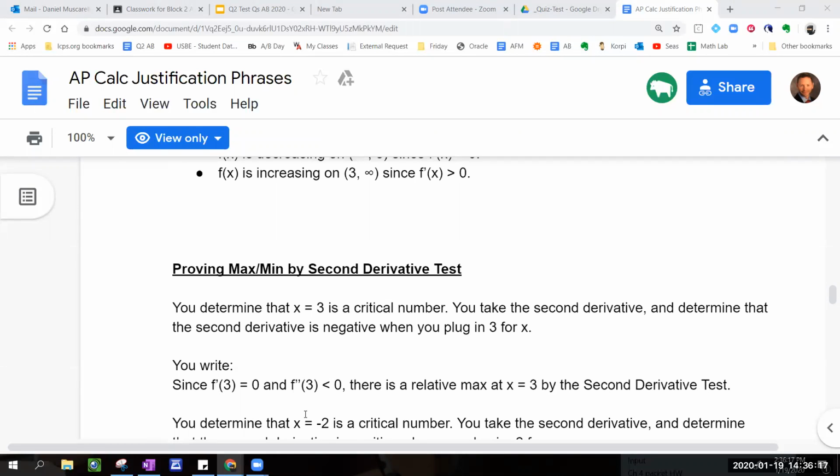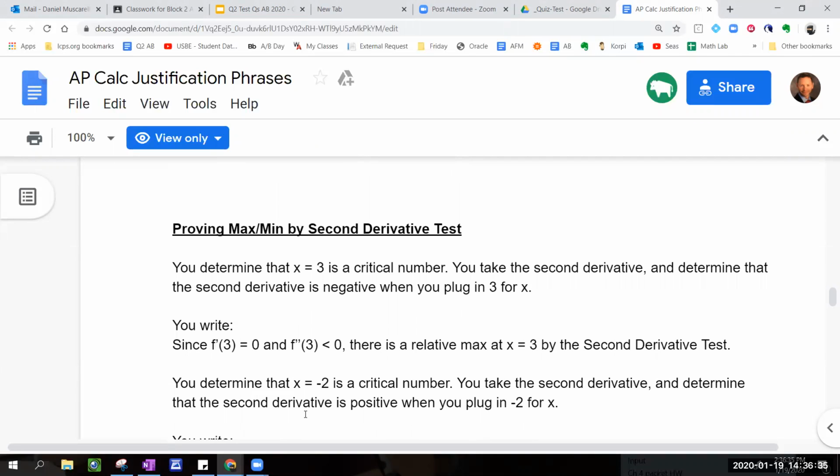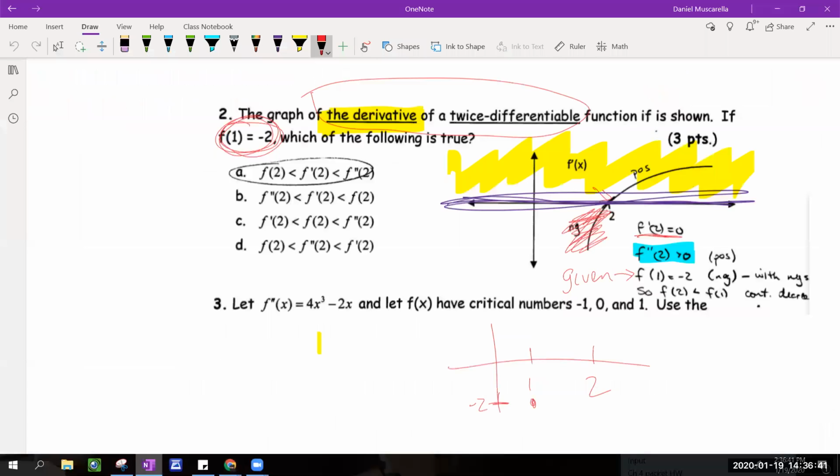When you take the function, which in this case we don't know what the actual function is, we're just using this as an example, you're going to write these two things: since f prime of 3 equals 0 and f double prime of 3 is less than 0, then you're going to have a max. And if you think about it, when a function's second derivative is negative, that means it's going to be concave down.